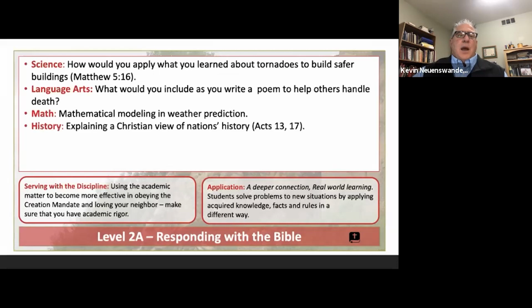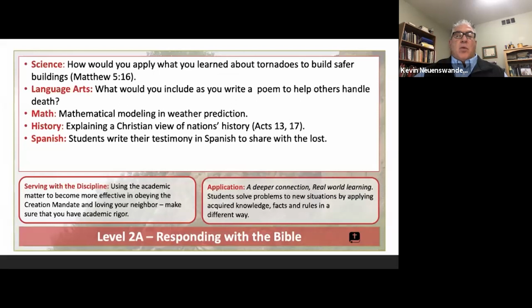History, explaining a Christian view of nations' history. So Acts 13, Acts 17. Right now there's a huge push in some of our culture to rewrite the history of our country. Well, we know that we have a strong Judeo-Christian background and view that set up our whole governance in our nation. So that would be an example if I was to talk about that for history.